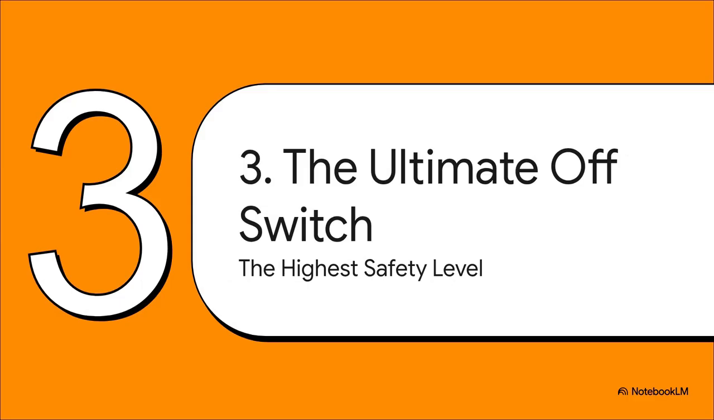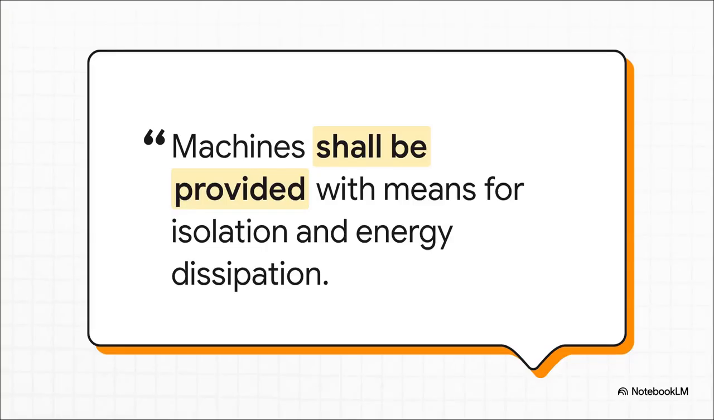Okay, so let's check out the first and honestly the most foolproof strategy that the standard recommends. I kind of like to call it the ultimate off switch because it really is the highest level of safety you can get. And listen, this is not a suggestion. When you see the word shall in an engineering standard, that means it's mandatory. It's a command. So every machine must have a way to be completely cut off from its power sources and a way to drain out any stored energy.